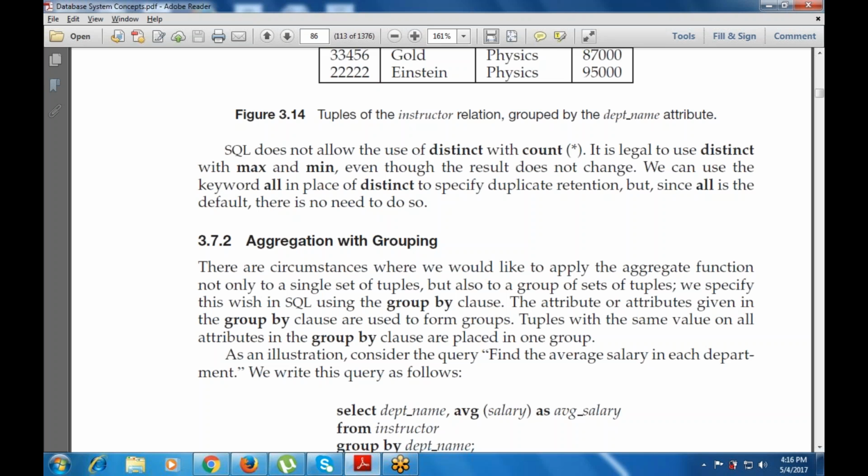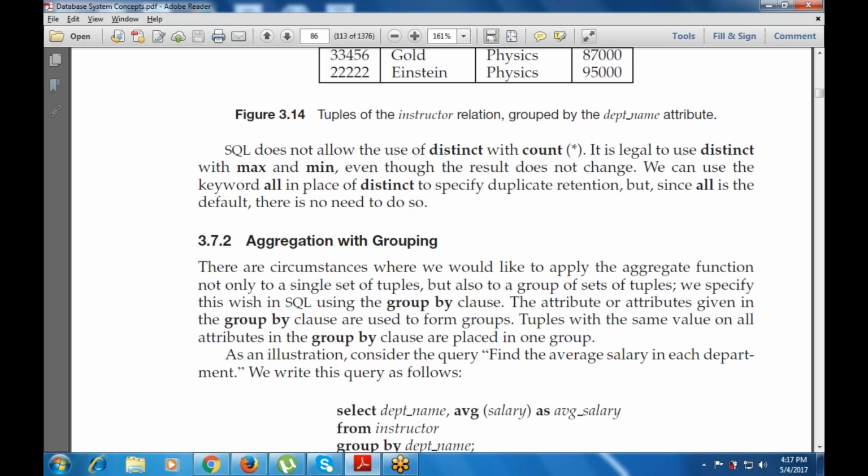Now next is how to use aggregation with grouping. So we are using the group by, where, and having. There are multiple circumstances where we would like to apply the aggregate function not only to specific tuples, but to a group or set of tuples. In that case, we use the group by clause. Tuples with the same values, what is the meaning of tuple? That is the rows with the same values on all the attributes in the group by clause are placed in one group. As an example, find the average salary in each department.